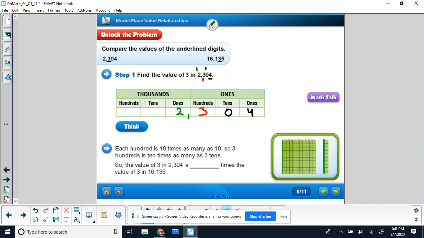Is how many times the value of 3 in 16,135? Well, you pay attention, the 3's in the tens place, but here the 3's in the hundreds place. So that means it's 10 times the value of 3 in 16,135. I'm going to give you a minute to fill that in, and then we're going to go to the next page.